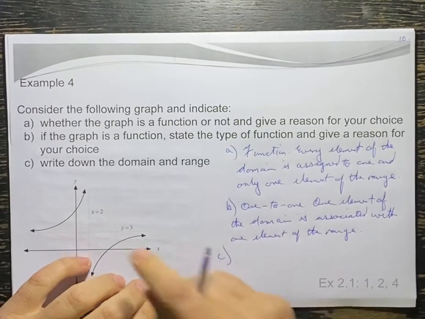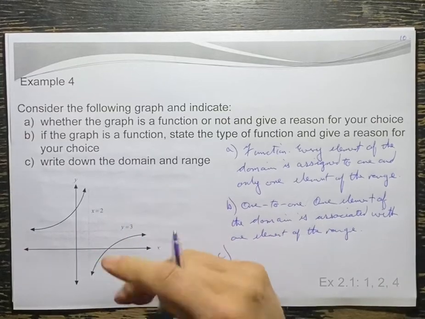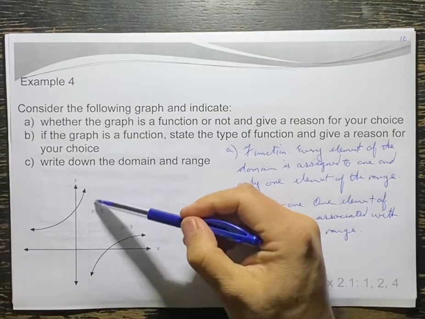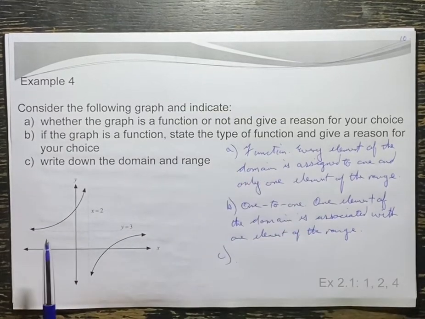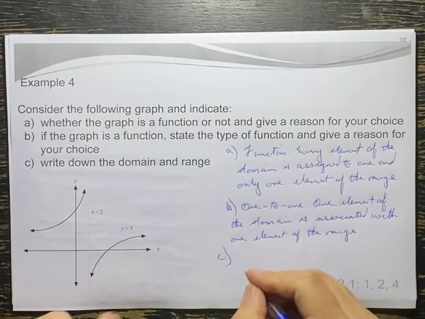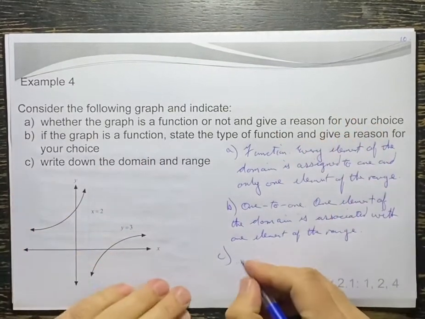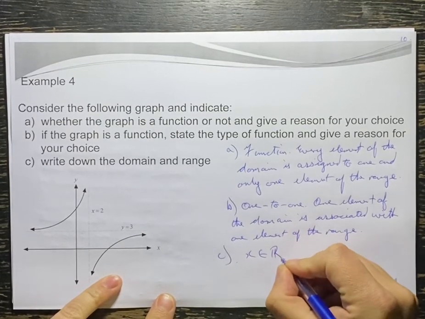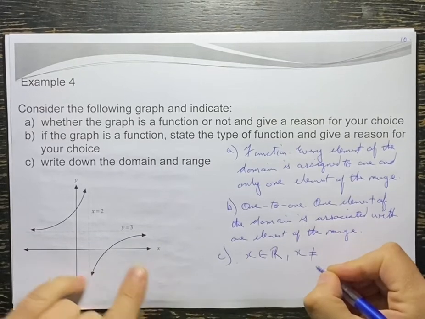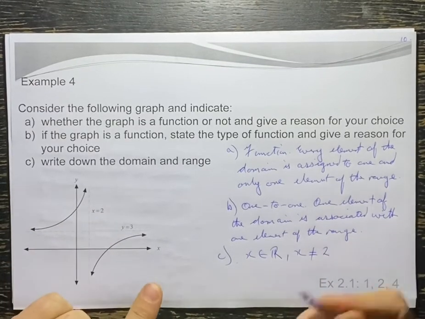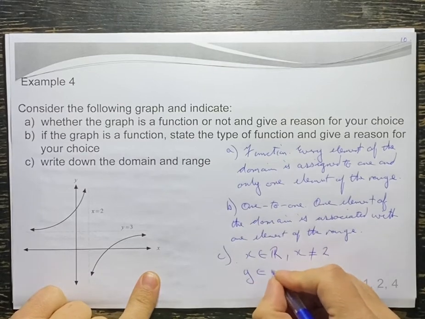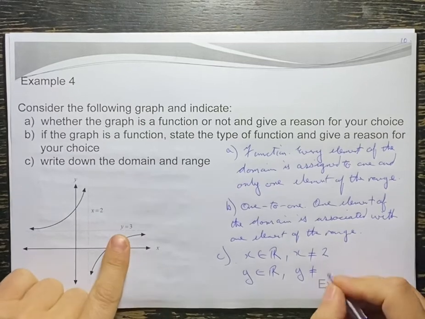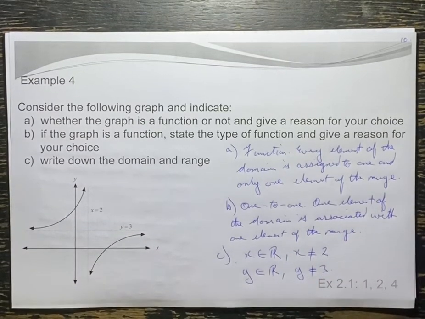Okay, question C. Write down the domain and the range. Now, because I've only got two values here that it can't be. For example, it can't be when x is equal to 2, and the other one is when y is equal to 3. And it can be any other value, okay? So for the domain, I'm just going to say x is an element of the reals, but x cannot be equal to 2. Similar for the range. Y is an element of the reals, but y cannot be equal to 3. And we just exclude those two values.